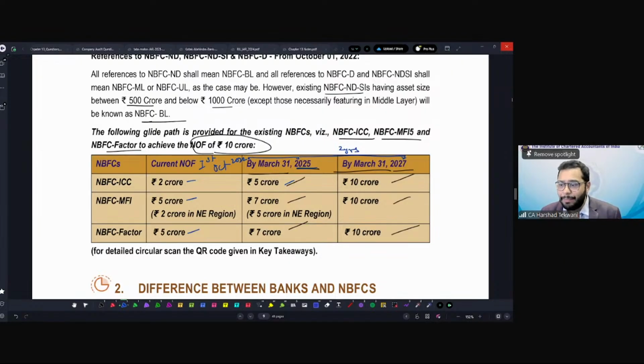A quick quiz type of thing. Okay. Tell me one thing. What is the particular requirement for the NBFC? We discussed that there was some requirement with respect to financial assets and income from those financial assets to classify a particular entity as an NBFC. Can anyone tell me that requirement?